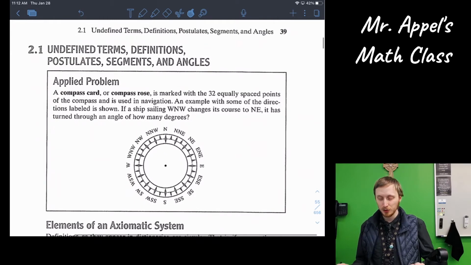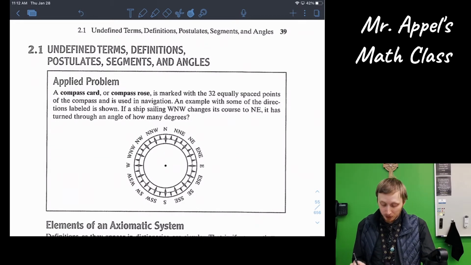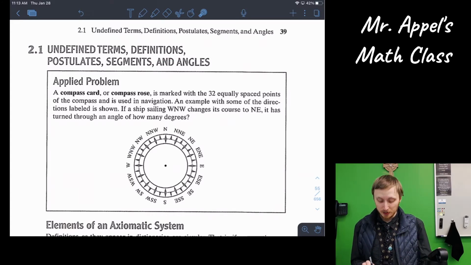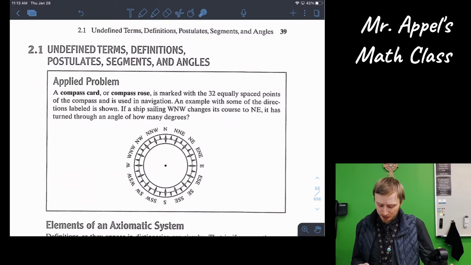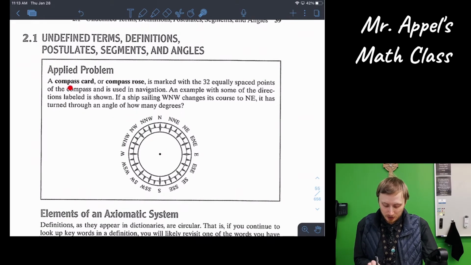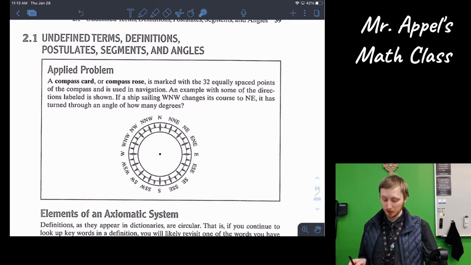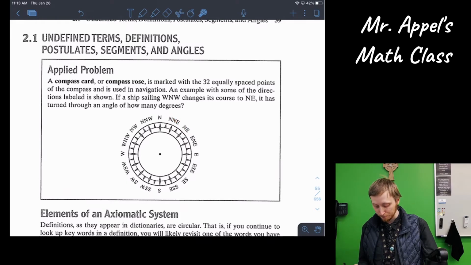All right, so section 2.1 proper. Here we go. The undefined terms, definitions, postulates, and introduction to segments and angles. So a problem to get us thinking about this is the compass card, or compass rose, marked with the 32 equally spaced points of the compass used for navigation. An example with some of the directions labeled is shown. You got your north, your east, your northeast. Between north and northeast, we have north by northeast.